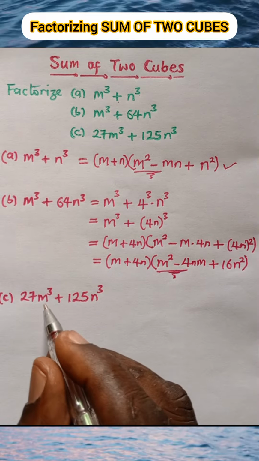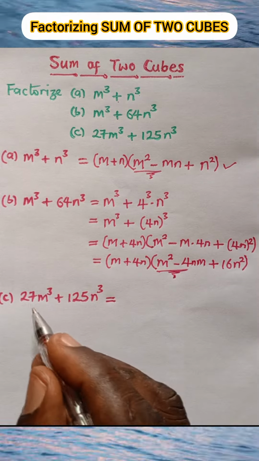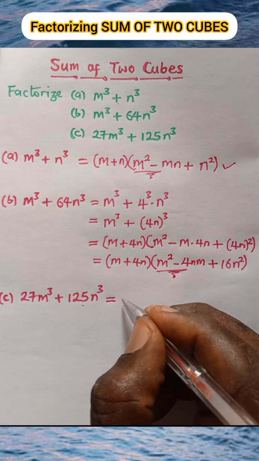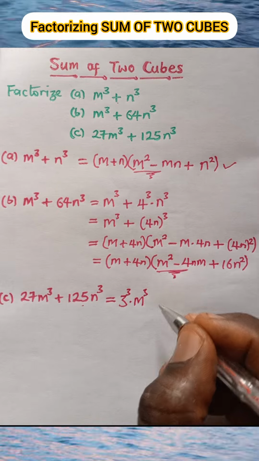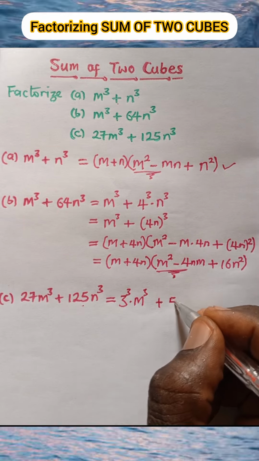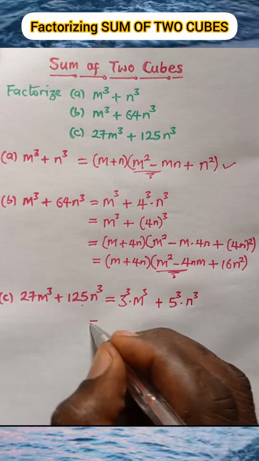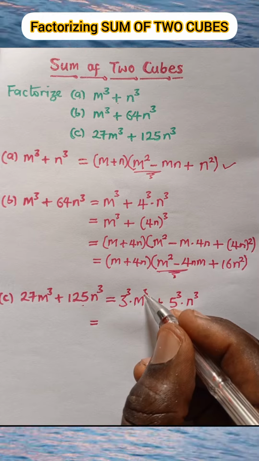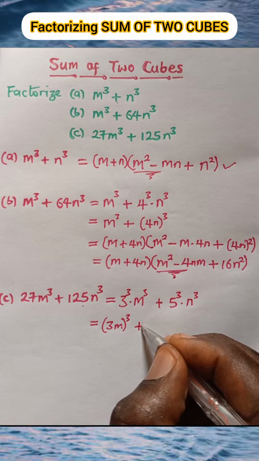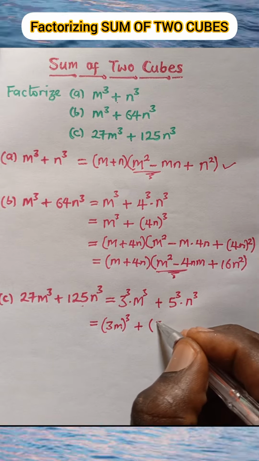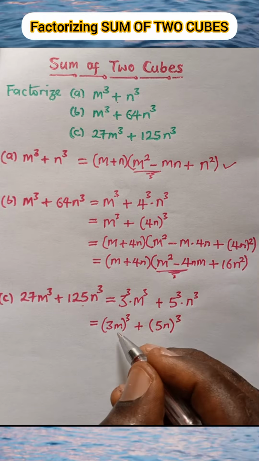Alright, let's go to number 3, 27m cubed plus 125n cubed. We are going to express both terms all in cubes. 27 is the same thing as 3 raised to the power of 3, then multiply m cubed, plus 125 is 5 raised to the power of 3, multiply n cubed. What we have here, 3 is cube, m is cube. So we can bring both together, which is 3m, and represent them with 1 cube. Similarly, we bring 5 and n together, which will now be 5n, and represent them with what? 1 cube. So here now we have sum of two cubes.